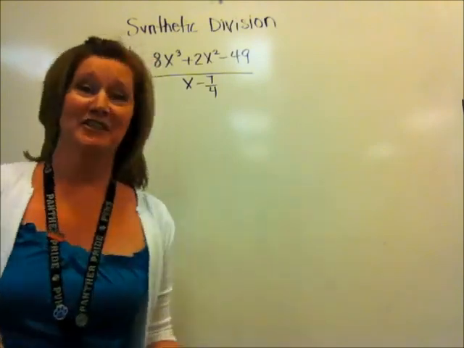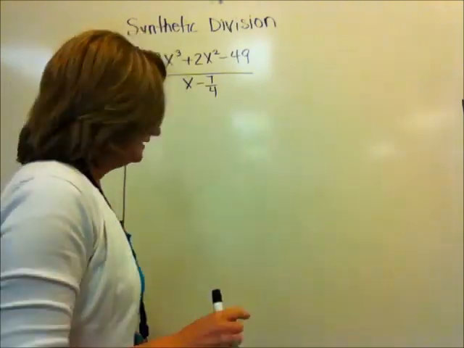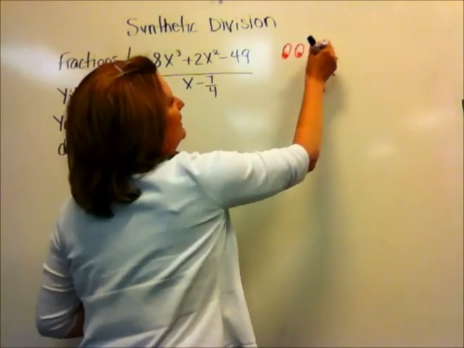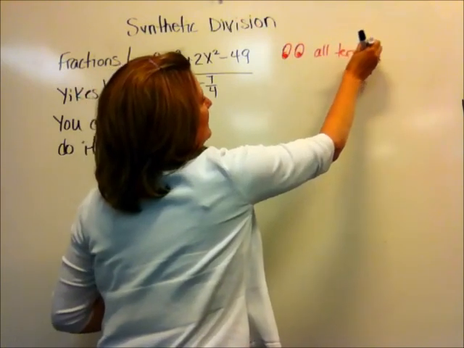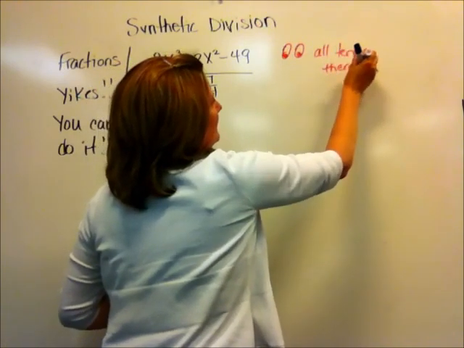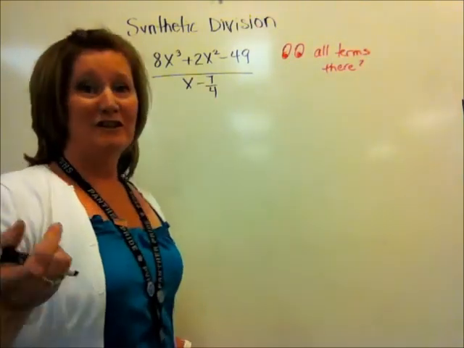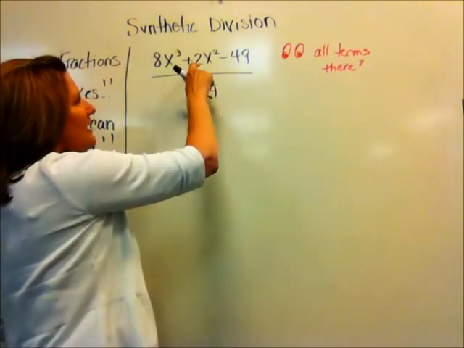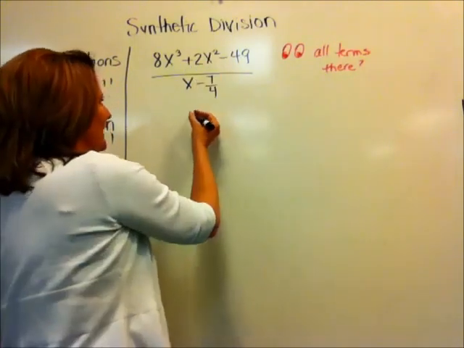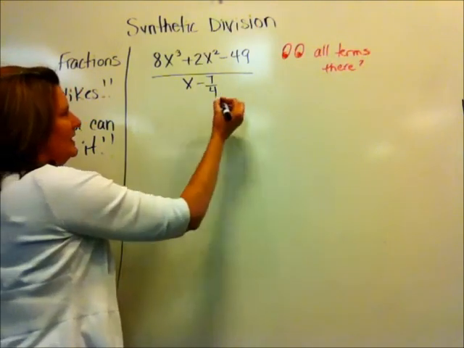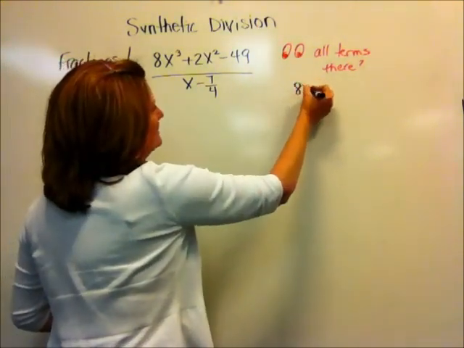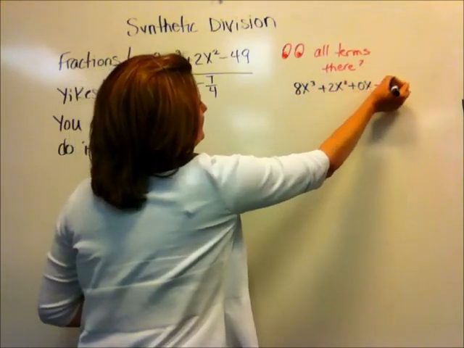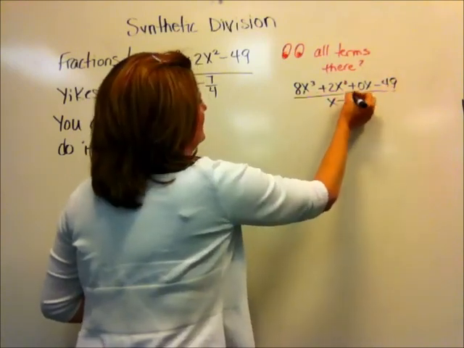Yikes, it's a fraction. Okay, first thing you need to do is, well, first thing I would do is look, are all terms there? Make sure you ask yourself that question, and if you look, you'll realize that no, they're not all there. So you need to have those 0 placeholders. So what you're going to have to do then is rewrite this. I'm going to rewrite it over here so I have some room. So 8x cubed plus 2x squared plus 0x minus 49, right? And that's all over x minus 7/4.